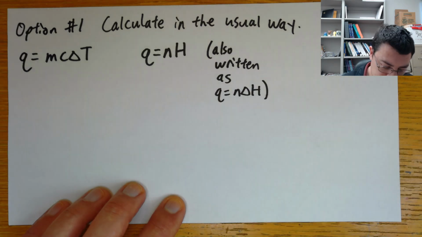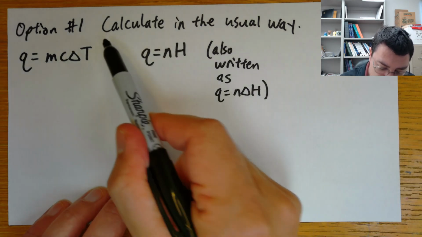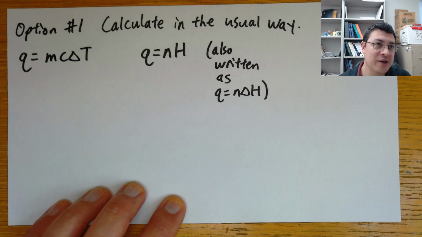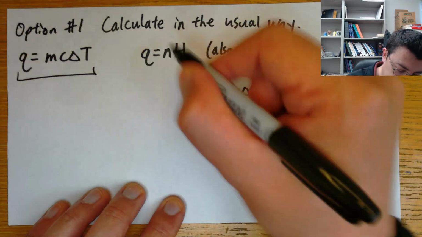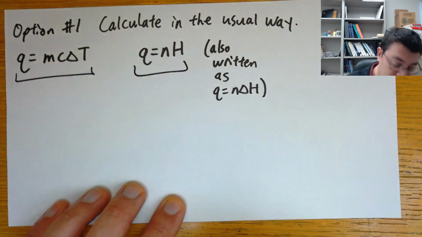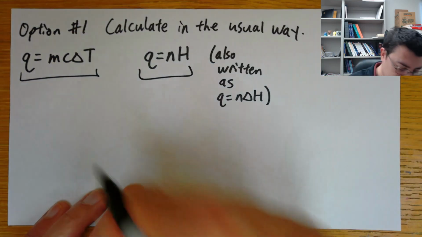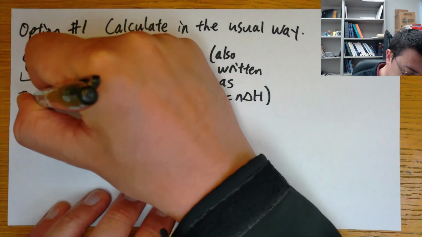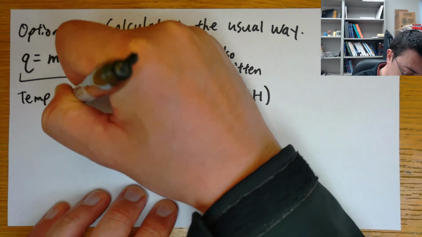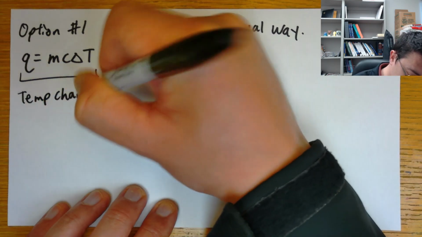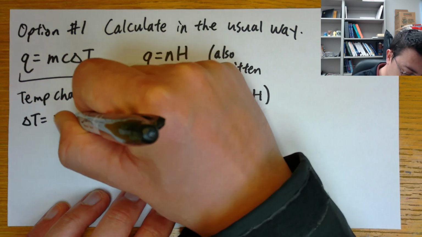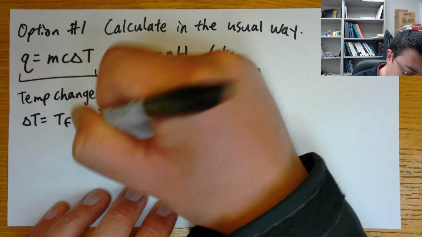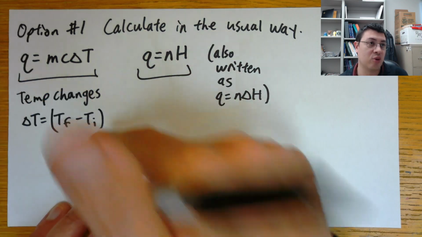Okay, so let's do option number one. We're going to just calculate everything in a normal way. We're going to use two formulas here. Q equals mc delta T. This is for temperature changes. And delta T, just to remind people, is the final temperature minus the initial temperature. And you have to follow this order strictly.